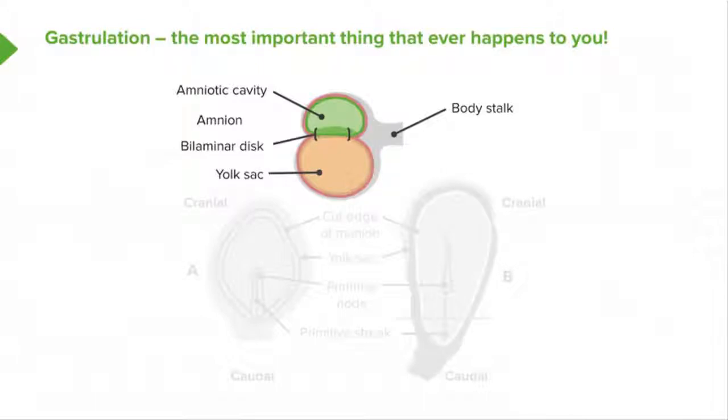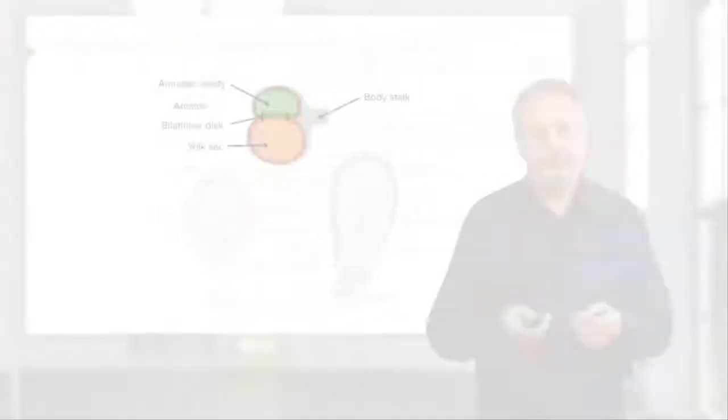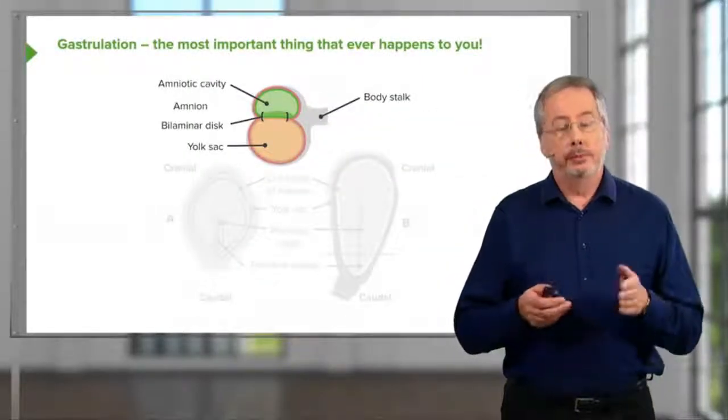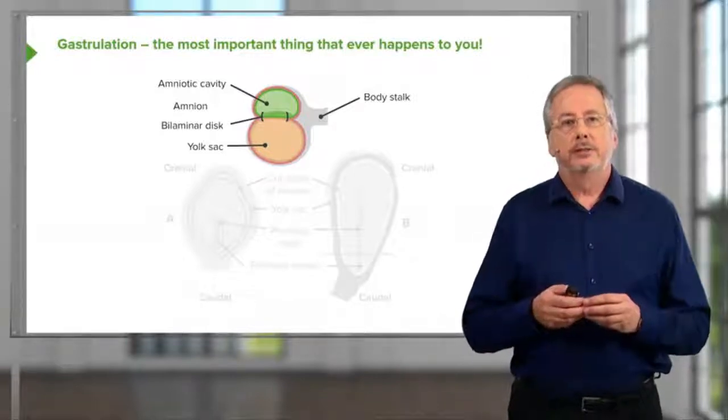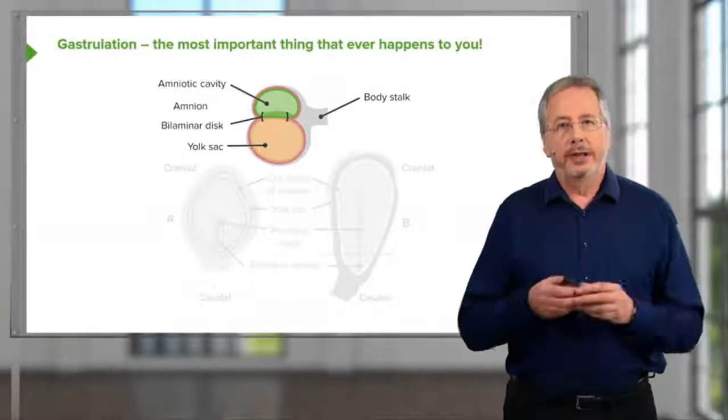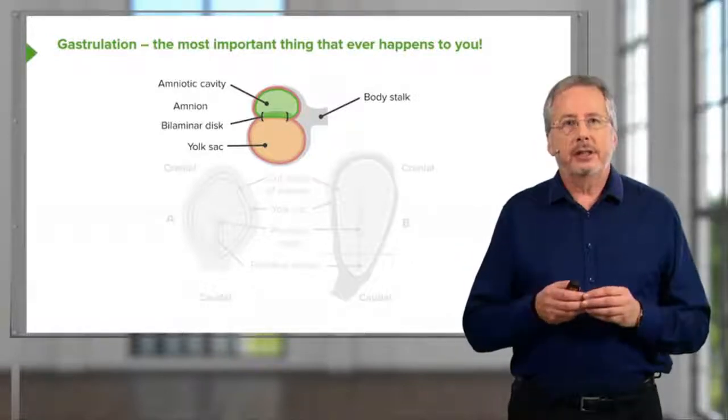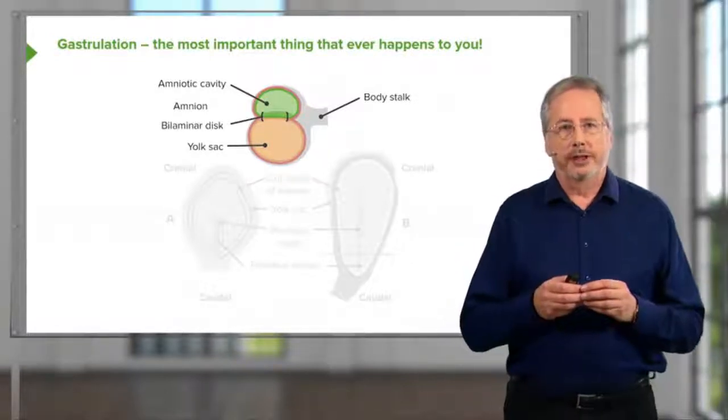So let's just review with labels what we've been looking at. You can see the amniotic cavity marked in green, the yolk sac is marked in yellow, and in between the two is the primitive ectoderm and the primitive endoderm, together called the bilaminar disc. The yolk sac is extending beneath the bilaminar disc. The amniotic cavity is extending above the bilaminar disc. The body stalk is what will be the umbilical cord in time. It's connecting it to the rest of the developing embryonic cavities. And we'll look at that again in more detail in the lecture on formation of the placenta.